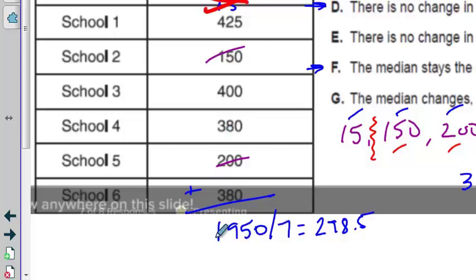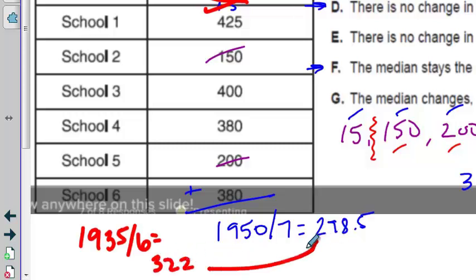So that means I can just take this number and subtract 15 from it. So I have 1935 divided by 6, because there's one less value. What's that equal? 322. So did that change? Yes. So that means the answer has to be F. So your answer here should have been B and F.